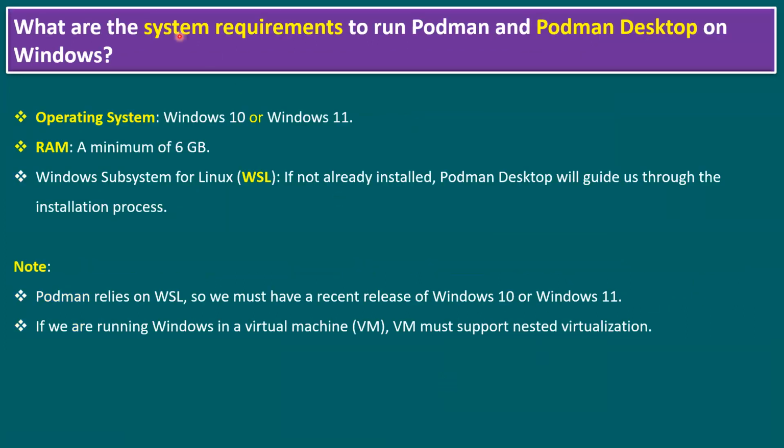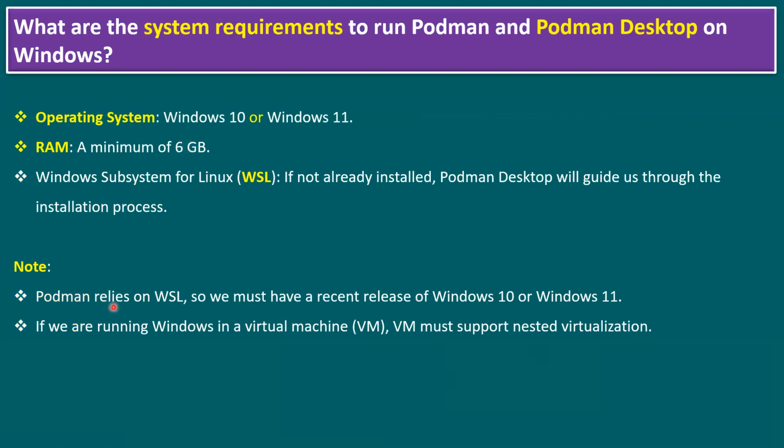Now let's understand what are the system requirements to run Podman and Podman Desktop on Windows. The supported operating systems are Windows 10 or Windows 11. For memory, our local system must have a minimum of 6 GB. There is an additional feature also needed within our Windows system, called WSL, full form Windows Subsystem for Linux. If it is not already installed, Podman Desktop will guide us through the installation process.